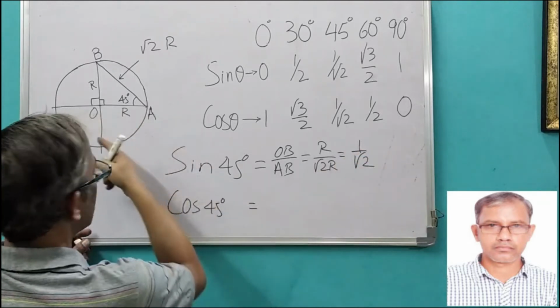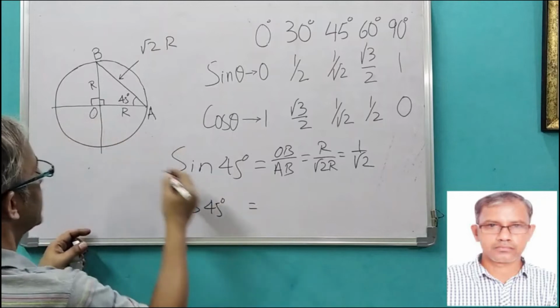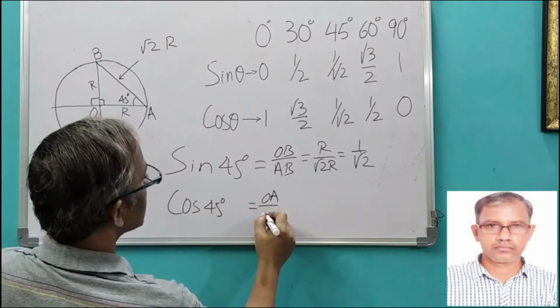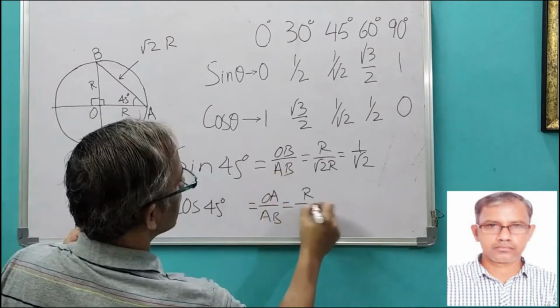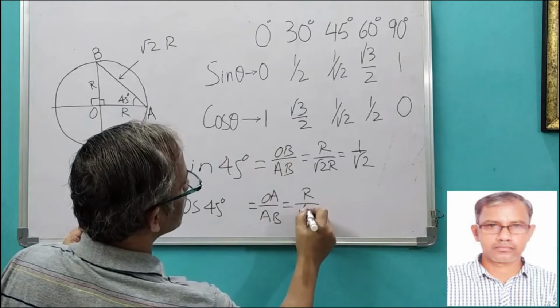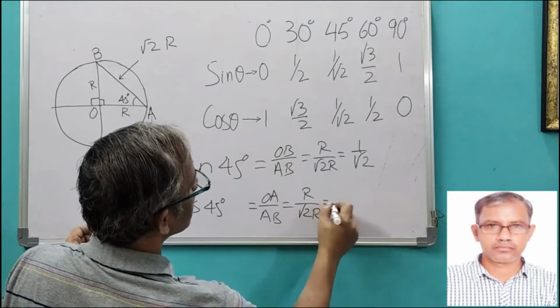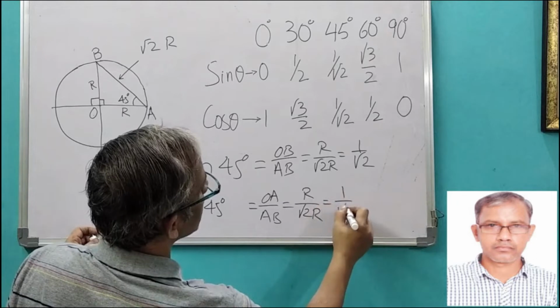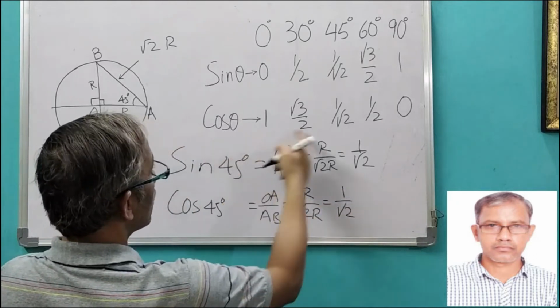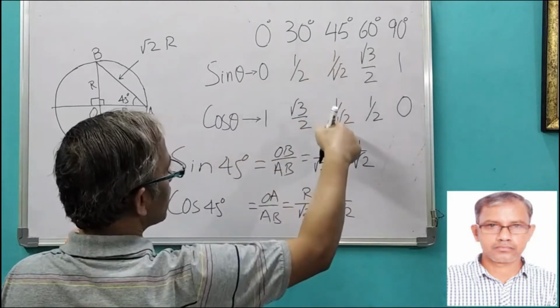Cos 45 is base upon the hypotenuse. Base is OA, hypotenuse is AB. It is R by root 2 R. It becomes 1 by root 2. That is why cos of 45 degrees is 1 by root 2.